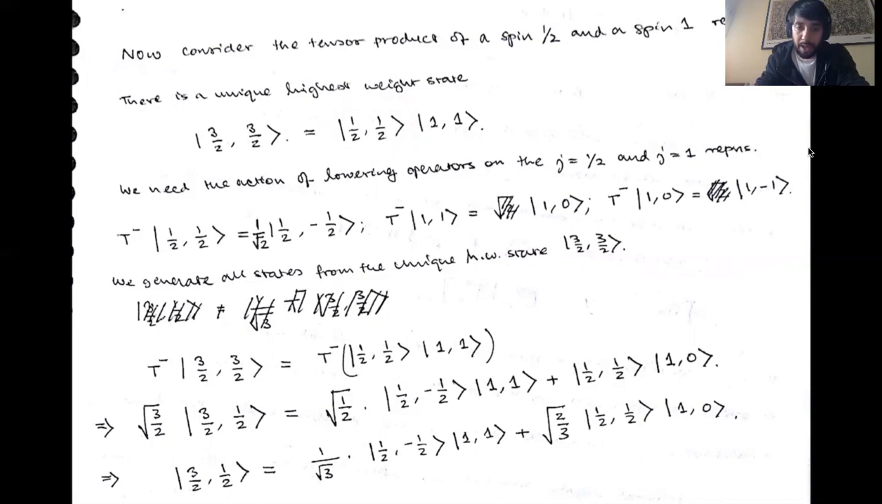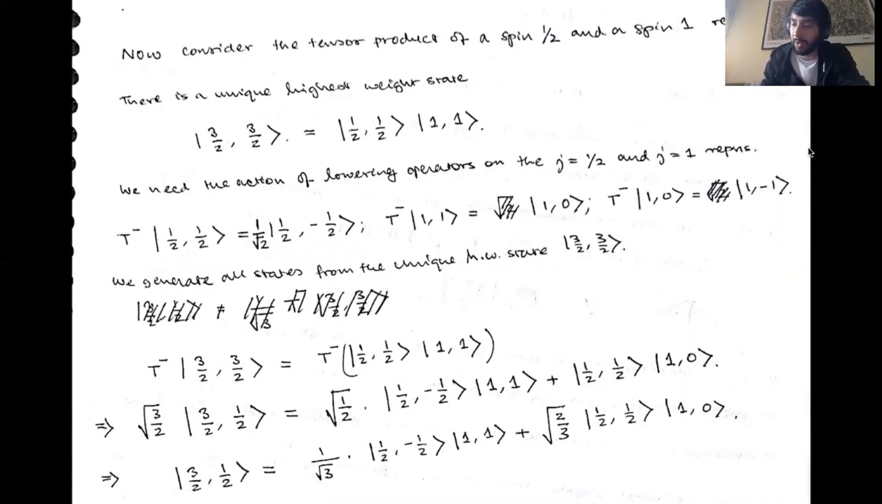I'll just write these things down for you. So t minus on half and half gives you 1 over square root of 2 half and minus half here. And t minus on 1 1 first gives you 1 0. Then you act on it with t minus once more. It gives you 1 and minus 1.